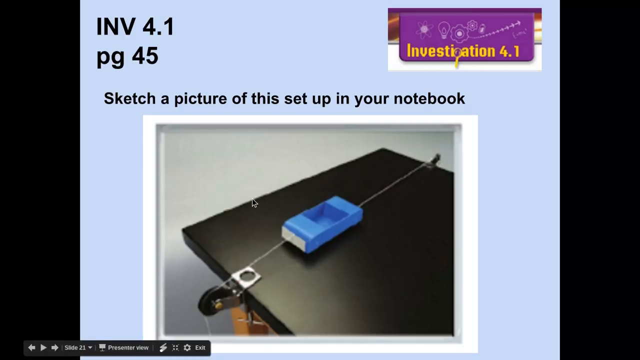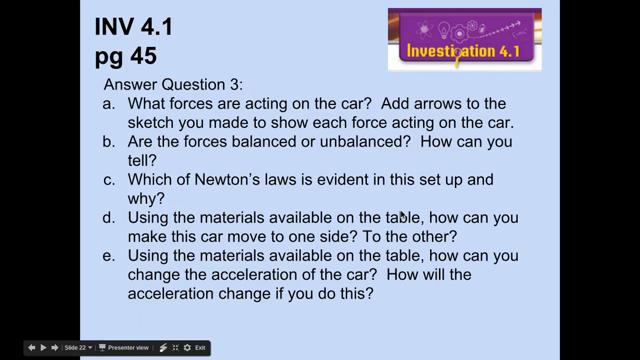All right. We may not get to this on Tuesday, but you should sketch a picture of this investigation 4.1. And what you're going to be doing is looking at this and predicting what's going to happen and how you could change this to make it balanced or unbalanced. If you need to see this better, it's on investigation 4.1, the actual investigation video. So after we observe the car, your teacher would have that in front of the classroom. These are the questions that you would write down in your notebook.